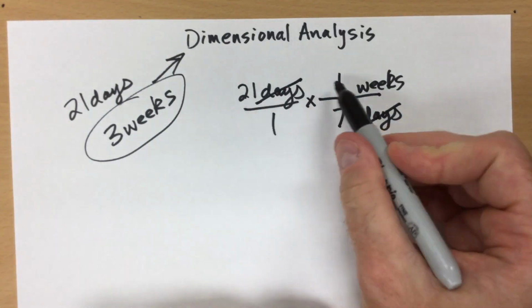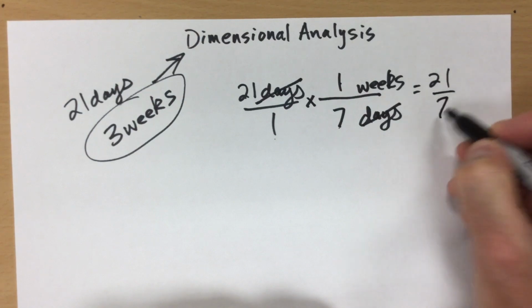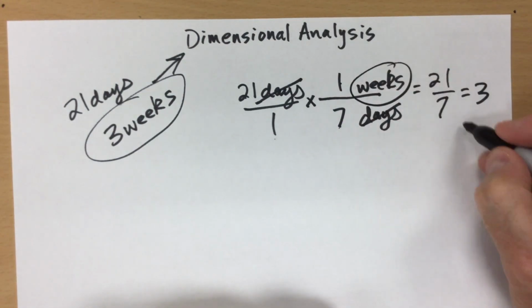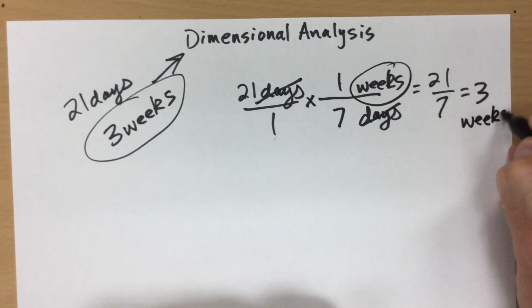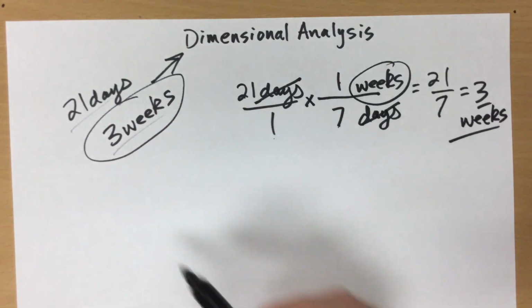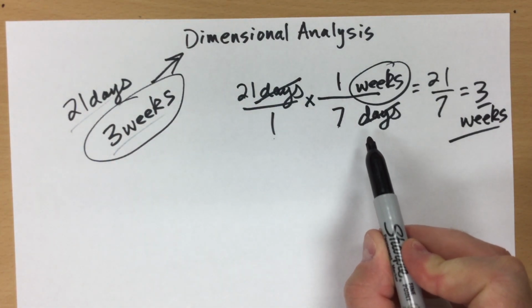I can take 21 times 1, which equals 21. I can take 1 times 7, that gives me 7. I can divide the 2 and get 3, and I'm left with this as my units, 3 weeks. So yes, when your friend says, I'm going to be gone on vacation for 21 days, and you say 3 weeks, you've just done dimensional analysis. Kind of, okay? The problem is now we have to apply that to other things.